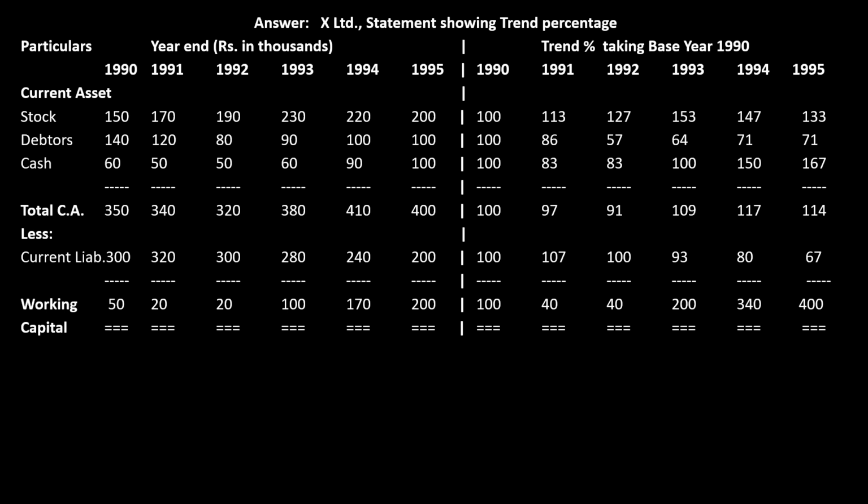Now the total: current asset minus current liability, that is 350 minus 300 is 50. The same way, 50 by 50 into 100 is 100. The second, 1991 column, the balance current working capital is 20. So 20 by 50 into 100. Then 20 by 50 into 100 again. Then 100 by 50 into 100 is 200. Then 170 by 50 into 100, 340. Then 200 by 50 into 100 is 400. Is it clear? So this is how you do your trend percentage analysis.